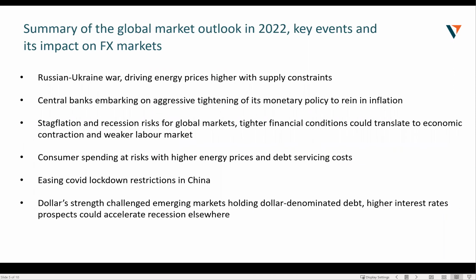So let's first start with a summary of the global outlook for this year. What were the key events that took place as well as the impact on FX markets? For one, we have the Russian-Ukraine war. The Russian-Ukraine conflict in general drove energy prices much higher, and this is partly attributed to supply constraints. Europe and UK are huge importers of energy. In this case, they have slowly weaned themselves off Russian supplies.